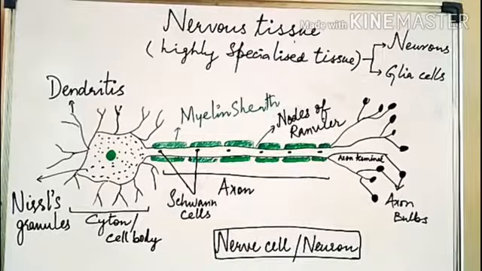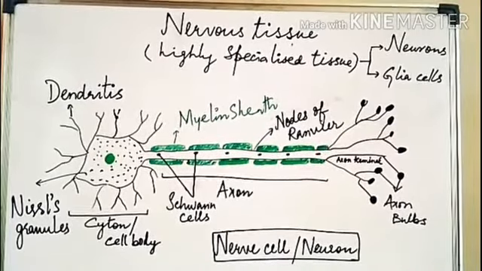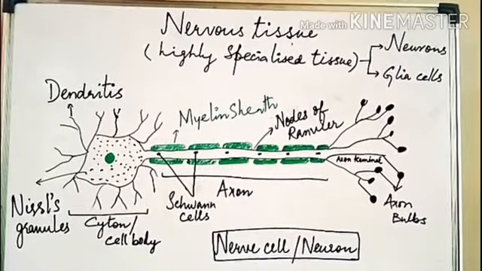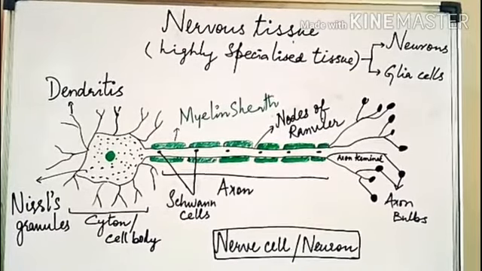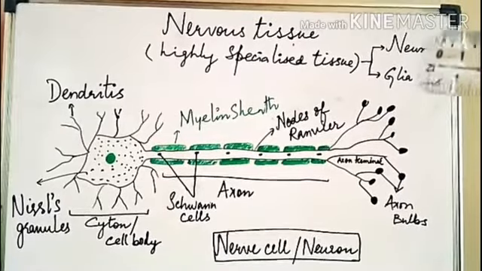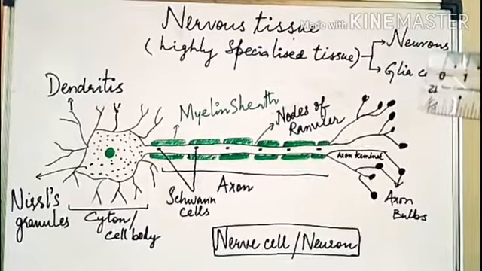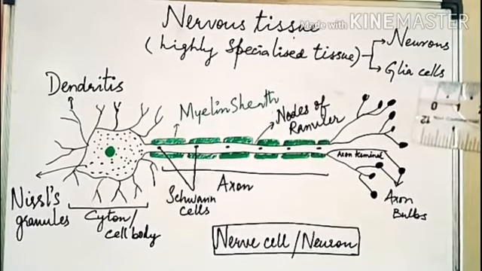In this video, we are going to talk about nervous tissue. Nervous tissue is a highly specialized tissue, and it is specialized for carrying nerve impulses. Now, this nervous tissue is made up of two types of cells. We have neurons and glia cells.